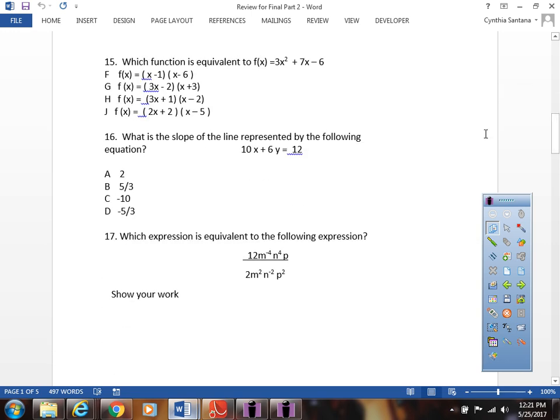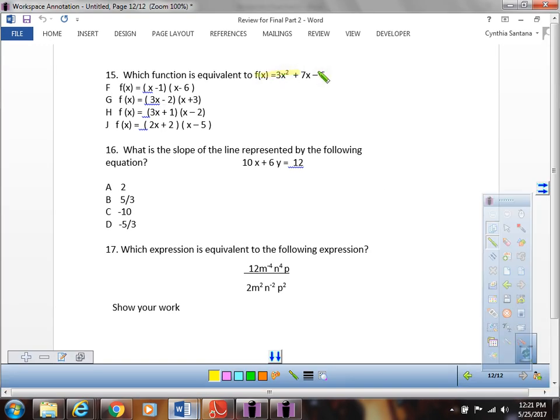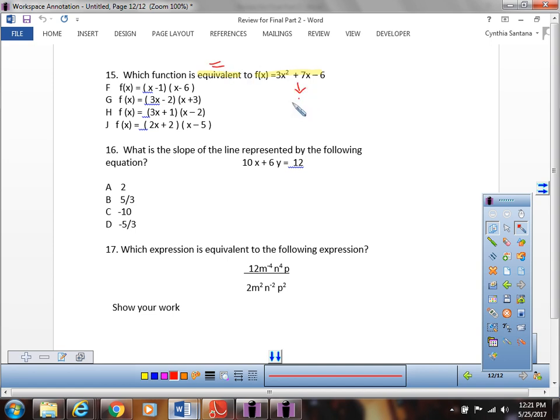Which function is equivalent? That was like number 3. Equivalent means equal to, so all you have to do is graph and match. So let's put that right here. Let's put graph, and then point to the answers. You graph them, and then you match. If you want equivalent, that means you want the same graph. Which one makes the same graph? Okay? So just type each one until you find one that matches.